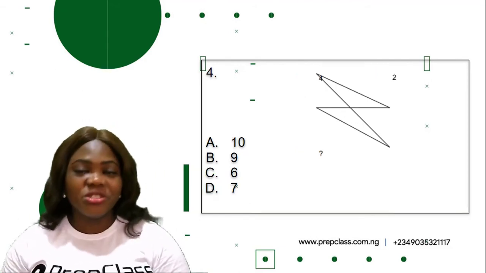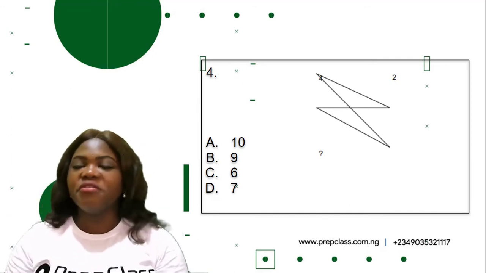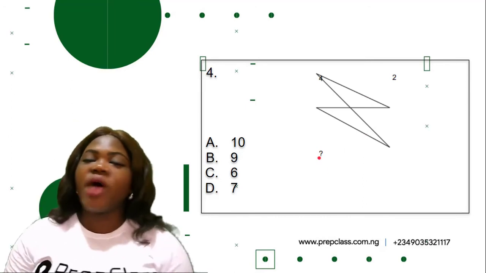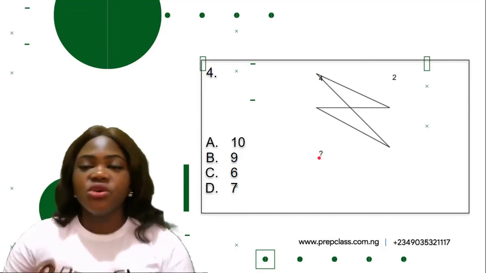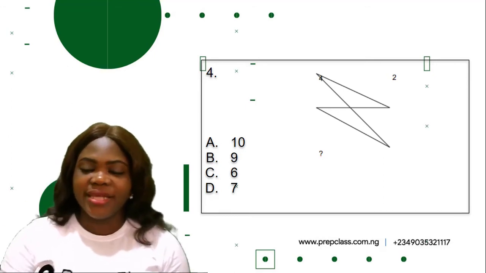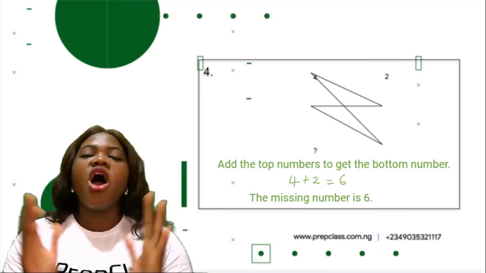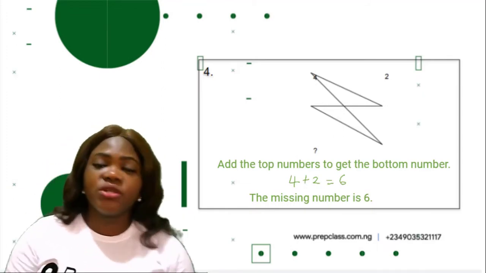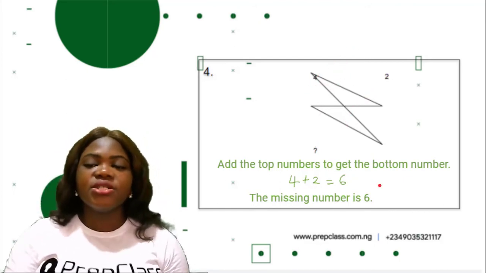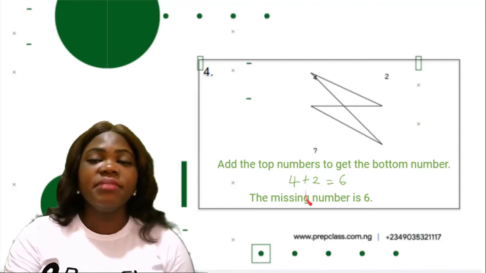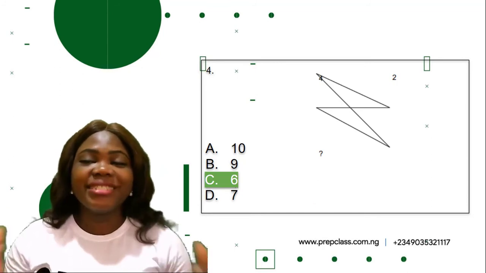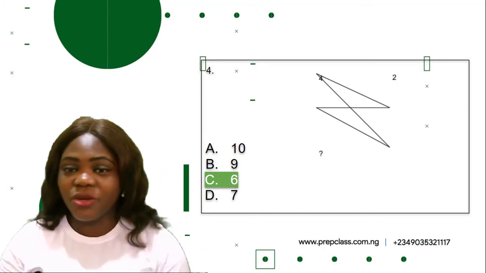Let's move on to question 4. I would want you to do this yourself. The two top numbers here are 4 and 2, and you're asked to find the bottom number. How would you do this? I would like you to pause this video, do it yourself, and then continue the video to check if your answer is right. Remember, from the samples, all we have to do is to add the two top numbers to get the bottom number. The two top numbers here are 4 and 2. So 4 plus 2 is 6. This means that the bottom number is 6. The missing number is 6. So the correct option is option C, which is 6. Check. I hope you got this right because it's very easy.